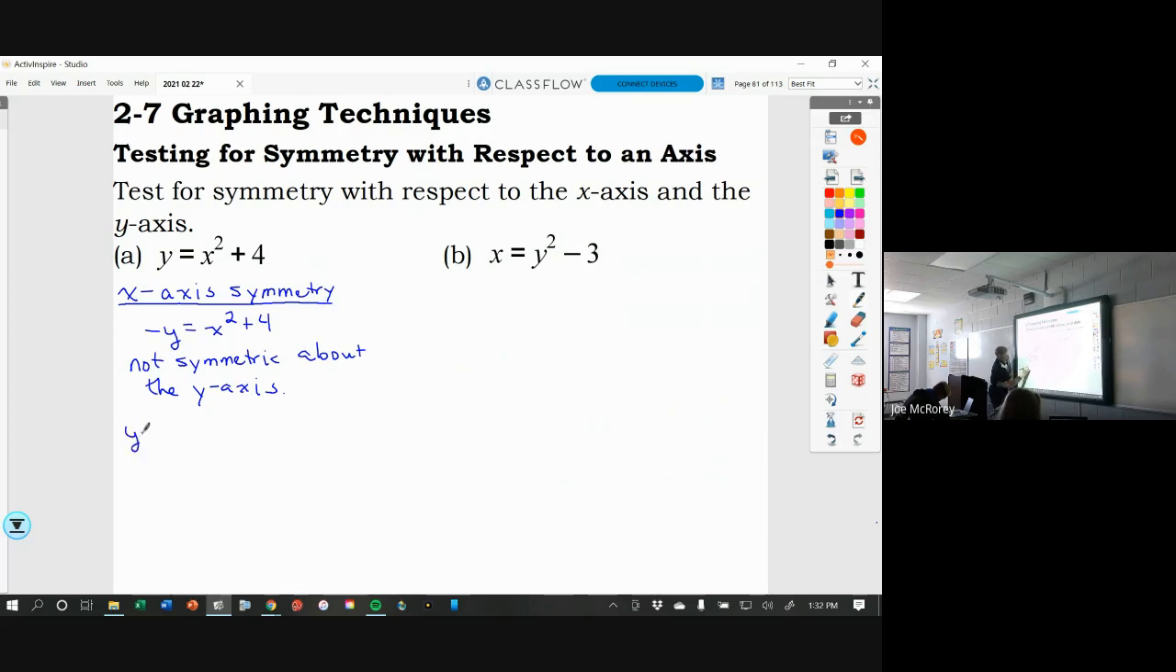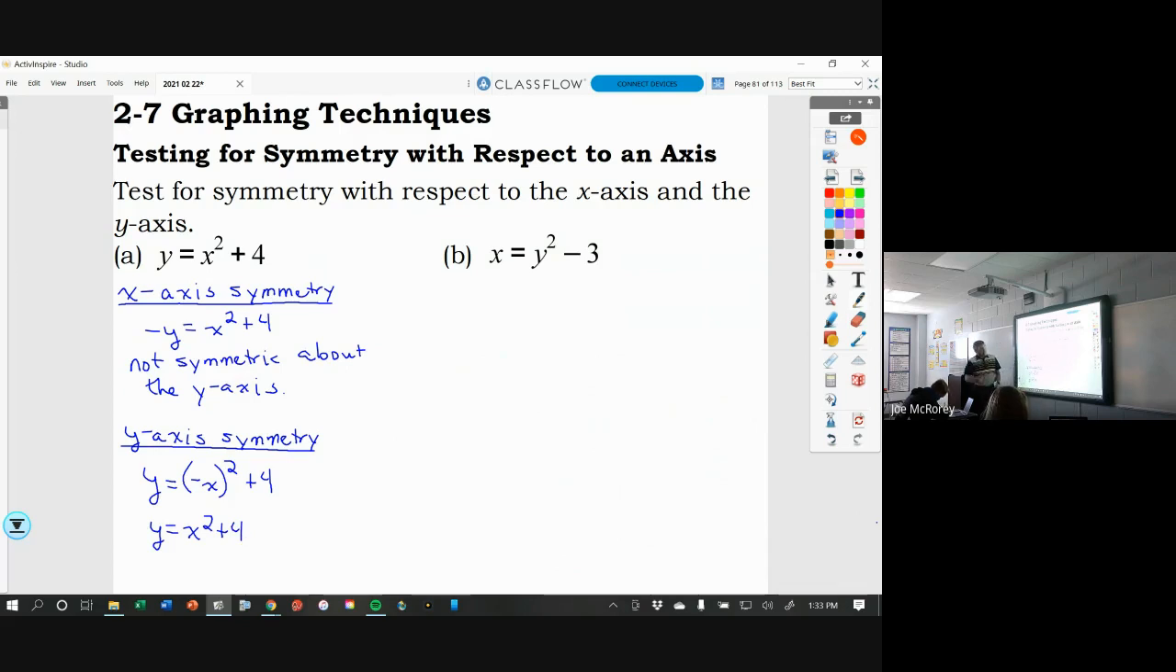Now let's do y-axis symmetry. To test for y-axis symmetry, you change the x's to negative x. So I have x squared. I'm going to change that x to a negative x, and that's going to be squared plus 4. Can that be simplified? Yeah. What is negative x times negative x? X squared. So after simplifying this, I get y equals x squared plus 4.